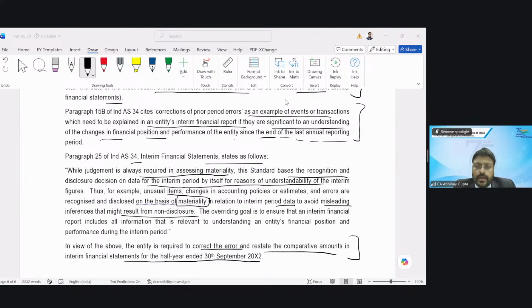Okay. So let me quickly ask you one question. What are the key differences between Ind AS 1 and Ind AS 34? Suppose somebody asks you this question, what would be your answer? Just before we log off, I thought to have a distinction between the two standards quickly.